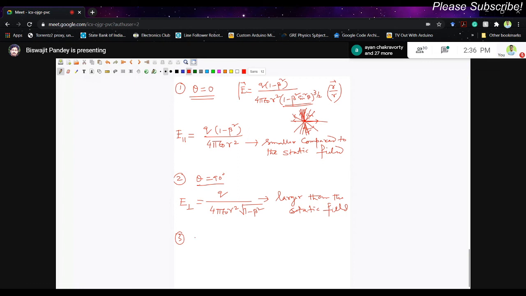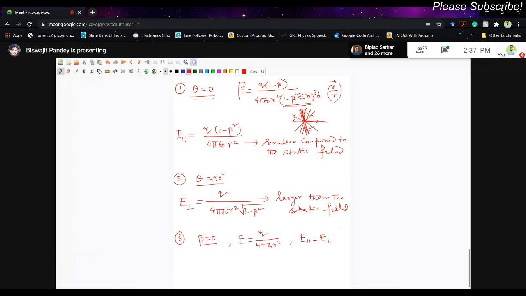Case 3, where we check the corresponding value for beta equal to 0. When velocity is 0, of course the results will be the same as the static case, q by 4 pi epsilon 0 r square. There is no beta dependence, all the beta dependent terms vanish because beta equal to 0, and this is where you have E parallel equal to E perpendicular. So the electric field along each and every direction changes in the same fashion. There is no direction dependence. So this is just the same as the static field produced by a static point charge, right?